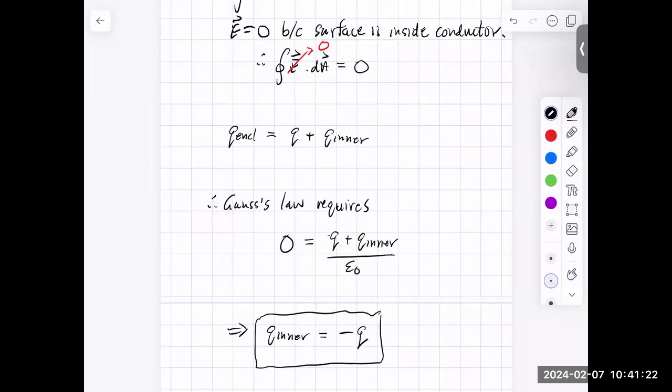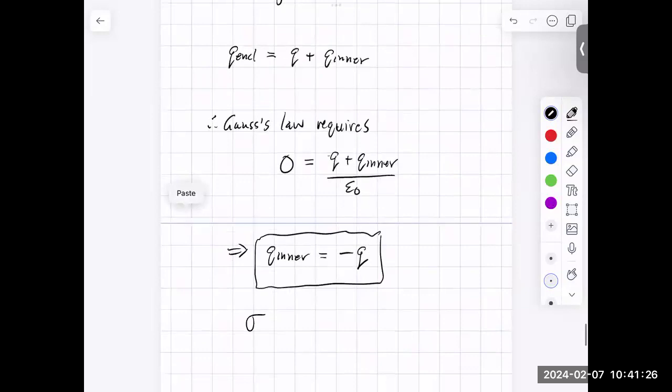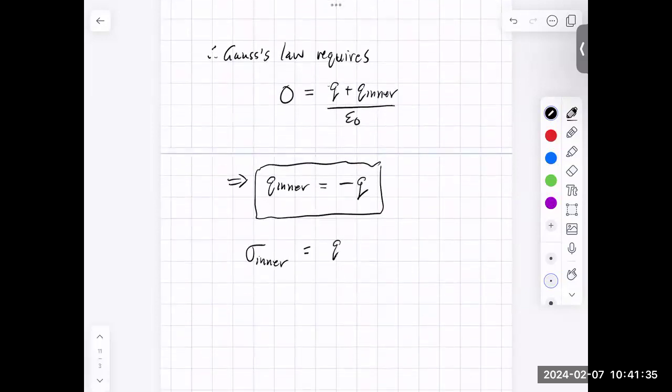All right, the actual question was, what is the charge density? It's the charge per unit area. And so that's going to be Q inner divided by the area of the inside wall, A inner.